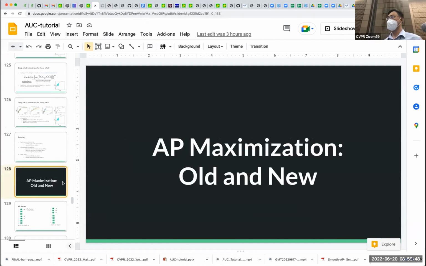So I'm going to talk about AP maximization. I think this part is probably more interesting to researchers in the computer vision community. And also, we'll talk about a library that we developed for deep AUC maximization.